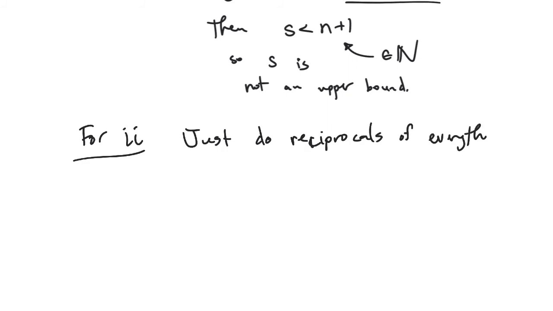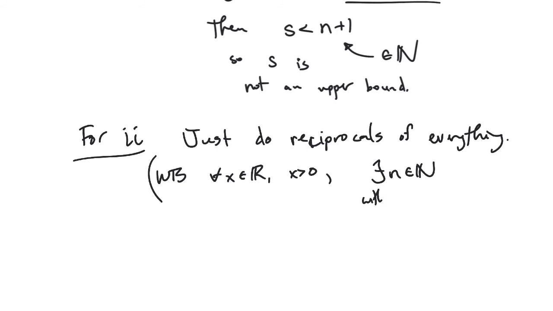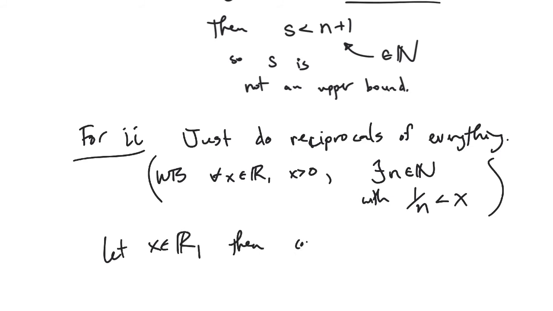So remember, what I want to show is that for all x in the real numbers, x being positive, there exists n in the natural numbers with 1 over n less than x, all right? The trick is to take the reciprocal of everything and then use part 1. So we're going to say let x be in R, then consider 1 over x. Like for this part, you think of x as being a really small number. When you consider 1 over x, you're suddenly looking at a really big number.